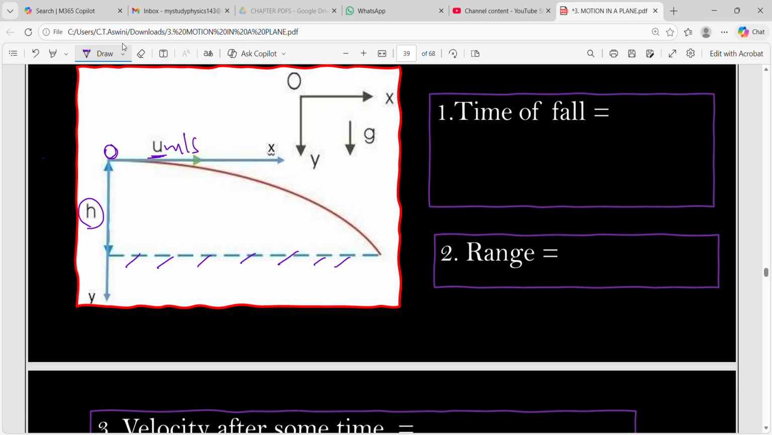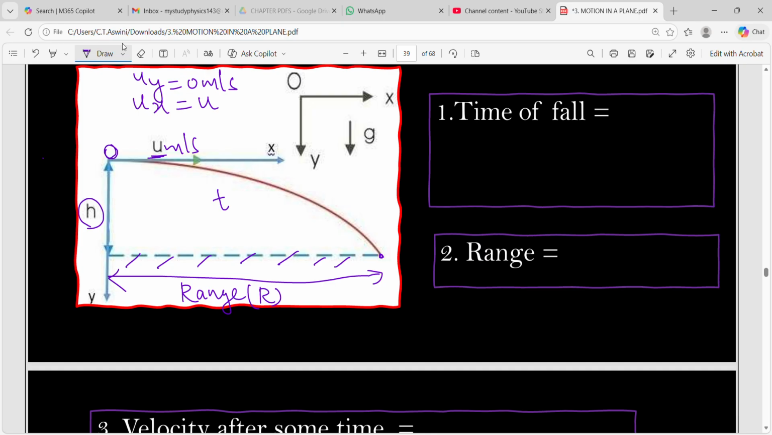Now, if you see the diagram, it's pretty clear that there is an initial velocity along the x-axis. But do you find any initial velocity along the y-axis? No, right? So I can say here the initial velocity along x is u only, but the initial velocity along the y-axis is 0 meters per second. Is this point clear, everyone? Now it was following this path and finally it is falling onto the ground. What is this maximum horizontal distance traveled by the projectile? Nothing but the range R. Clear? And how much time will it take? Let it be t. Have you all understood the diagram?